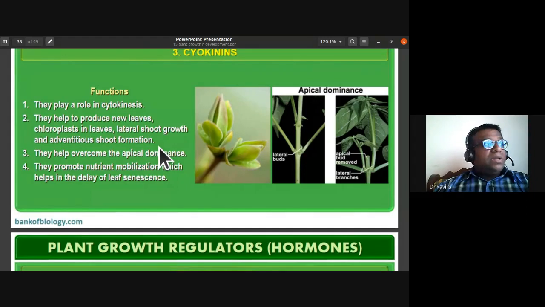There is also the Richmond-Lang effect, wherein the leaves of the xanthium plant were detached from the mother plant and tied on a thread. These leaves were continuously sprayed with cytokinins, and they stayed fresh for nearly 20 days. Okay, that is the effect of cytokinins.